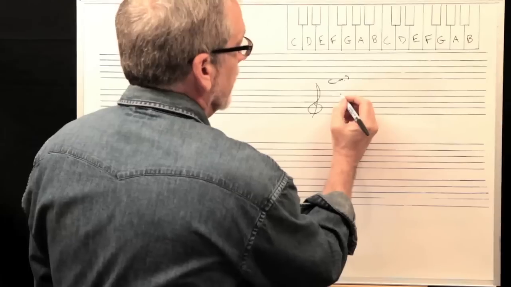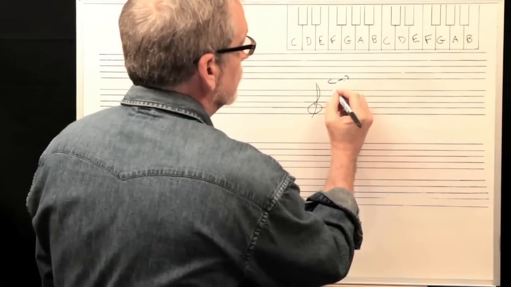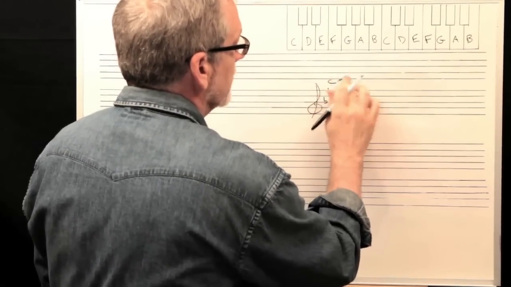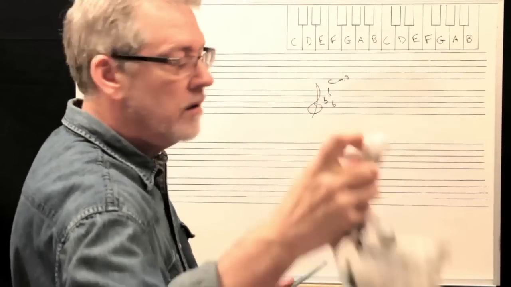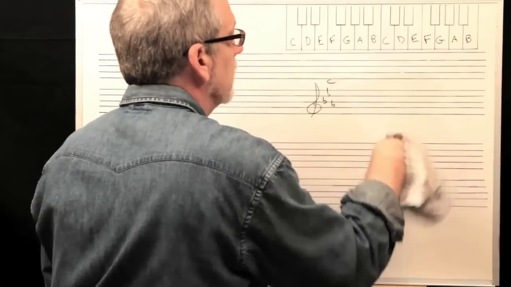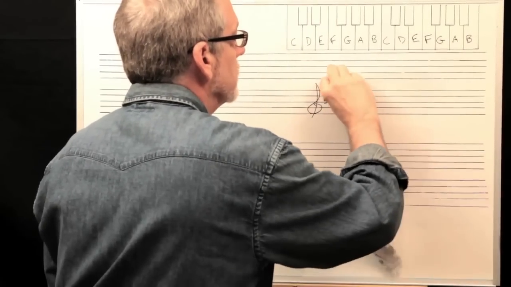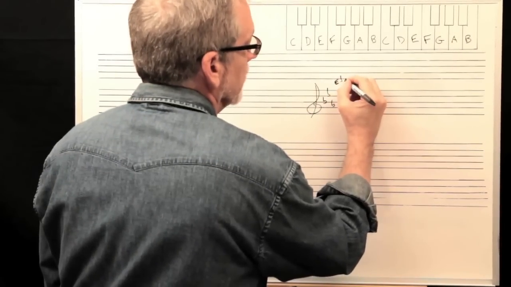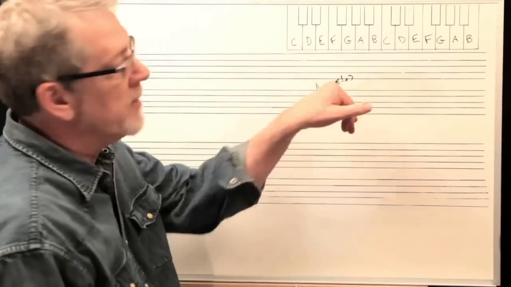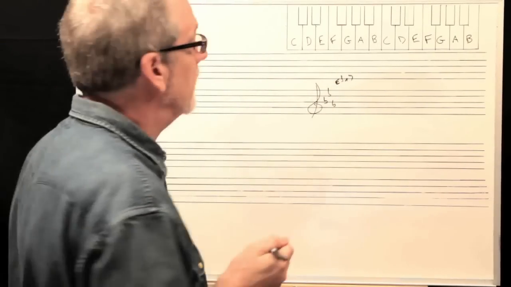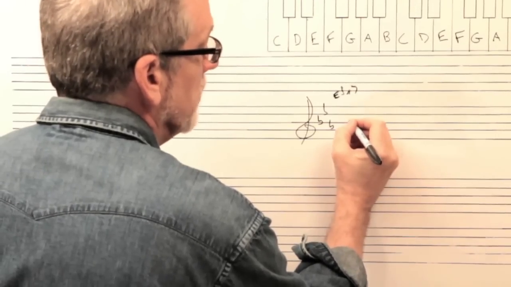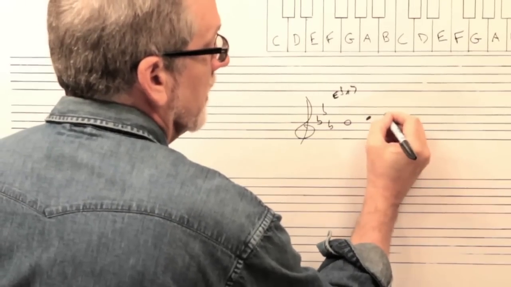Let's try it in a different key. Let's try it in E flat. Okay, and let's say this was an E flat chord. Okay, major seventh. Sometimes I like to make my major sevenths with a little triangle. You see that? So let's say it's B flat, and then we got E, D.